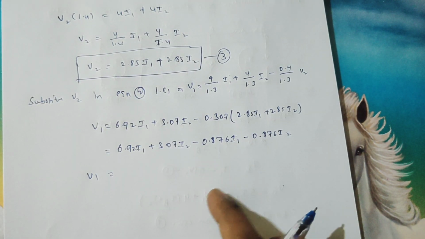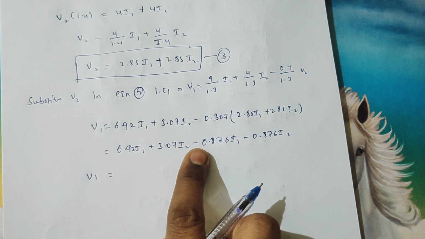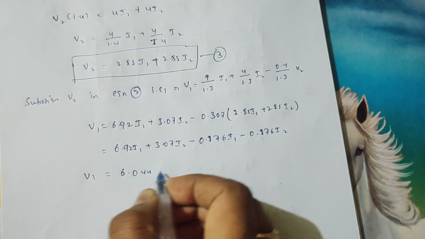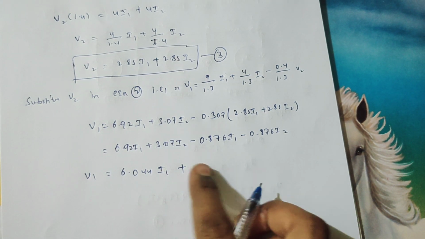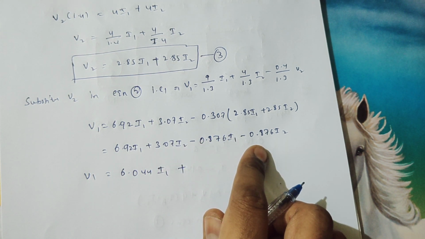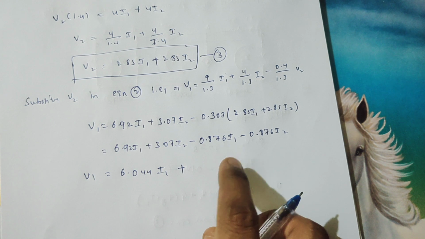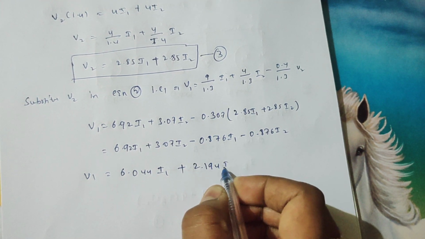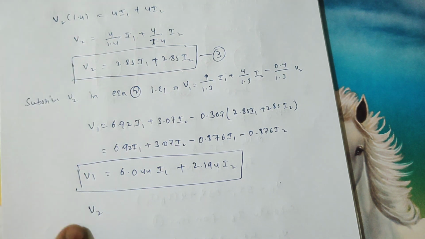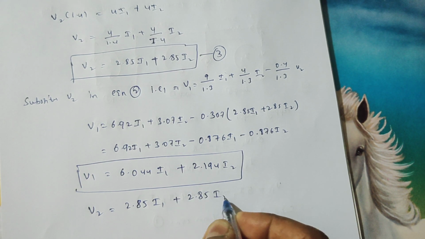So V1 is equal to, now subtract these values. So this is 6.92 minus 0.876. So we are getting 6.044 of I1 plus, similarly 3.07 minus 0.876, we are getting 2.194 of I2. So this is your V1 equation. So rewrite equation 3 here. V2 is equal to 2.85 of I1 plus 2.85 of I2.